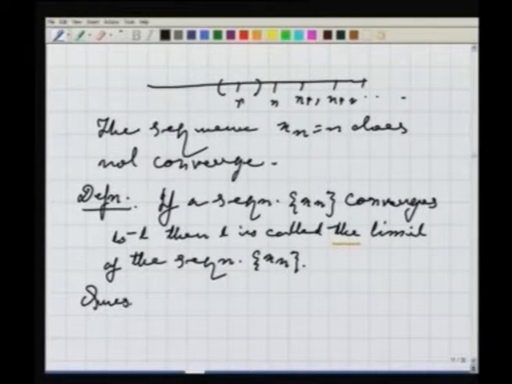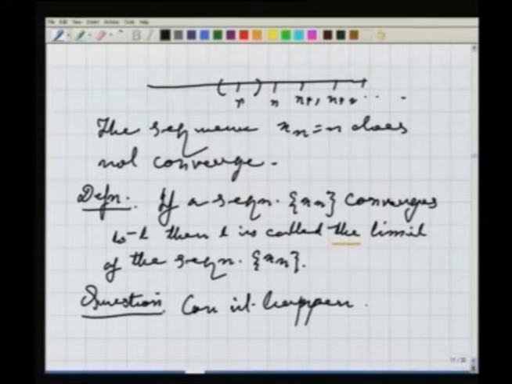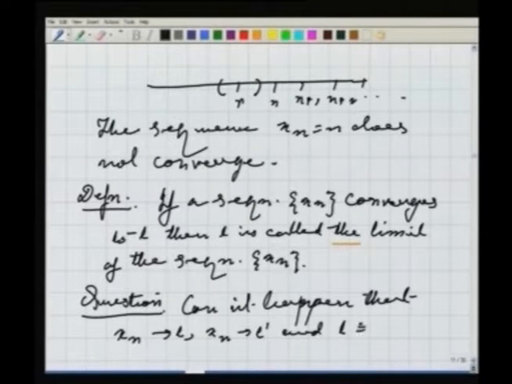So, I will ask this as a question. Let us ask the following question. Can it happen that x_n converges to L, x_n converges to L prime, and L is not equal to L prime? Because if the answer is no, then it justifies that if the limit exists, it is unique. Let us try to see why this is true.